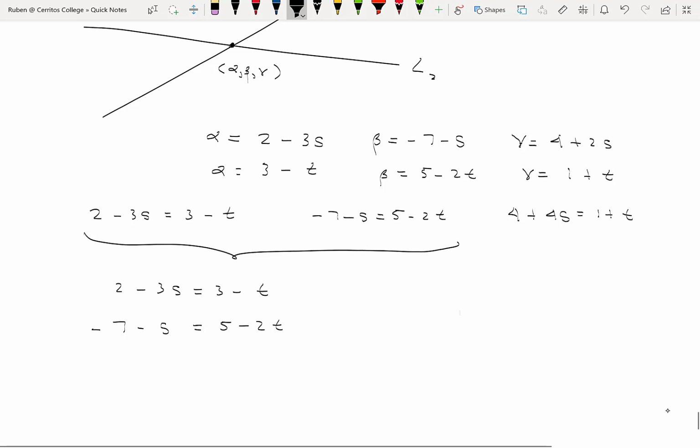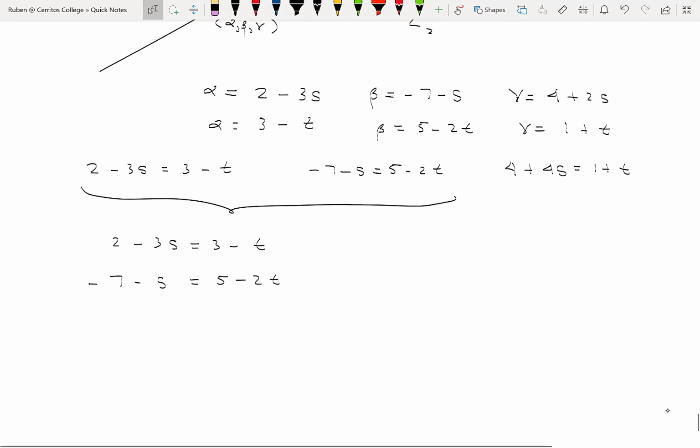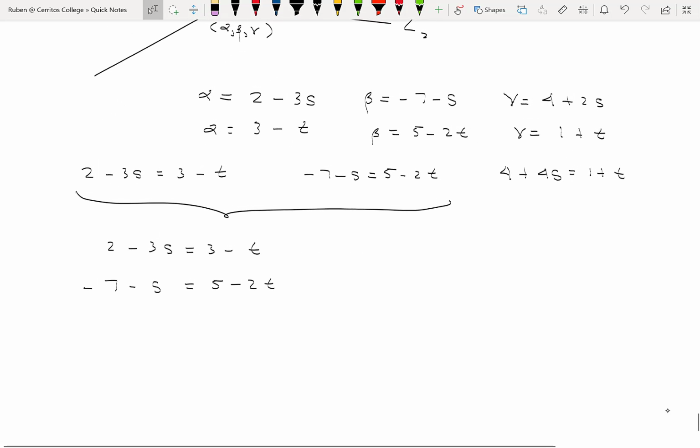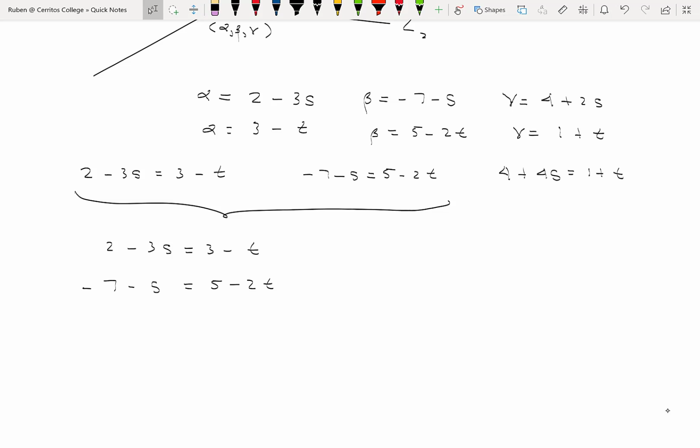Let's try to solve for s and t. Okay, so what I'm going to do is simplify the system a little bit. I'm going to write the first equation as 3s minus t equals negative 1. And the second equation, let's say as s minus 2t equals negative 12, I think.